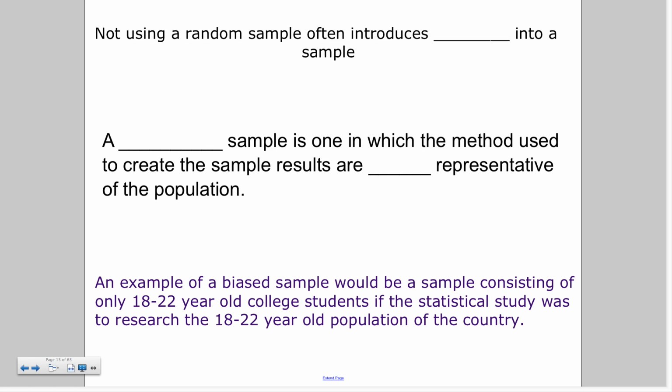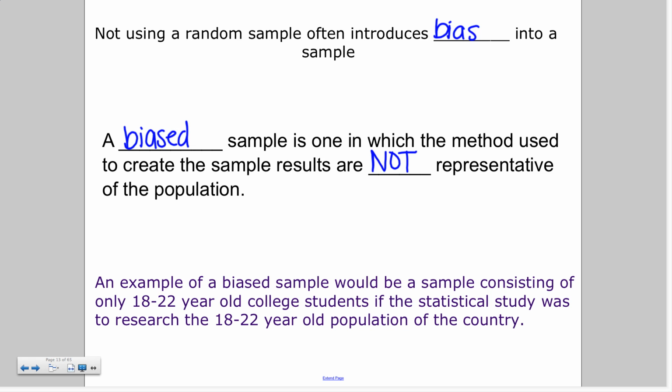All right, next page. Not using a random sample often introduces bias into your sample. So it introduces biasness, okay? A biased sample is one in which the method used to create a sample results are not representative of the population.